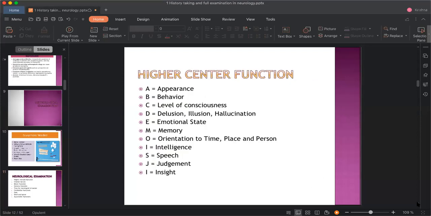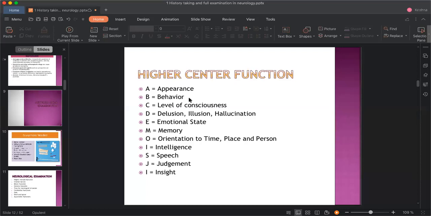You see here. Now, what are the higher center or higher mental functions you need to assess in the patient? Regarding these higher mental functions, in detail, you will study in psychiatry. These are a special part of psychiatry, but nevertheless, in neurology, and in internal medicine also, you need to know something about them. So see here, A stands for appearance. What is the general appearance of the patient? B is behavior, how the patient is behaving with us in our clinic or in the hospital. We should know about it.